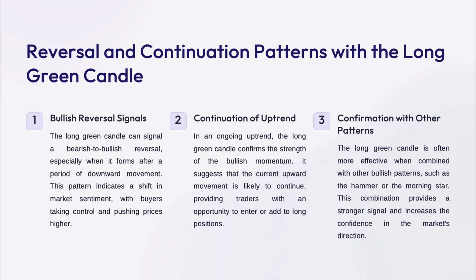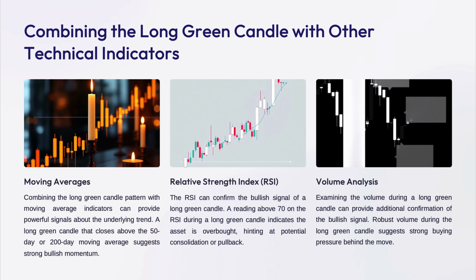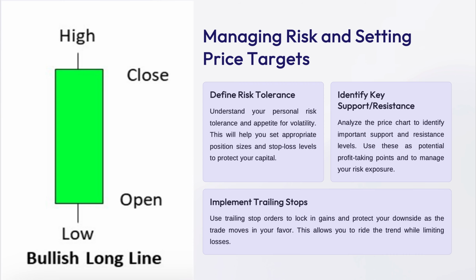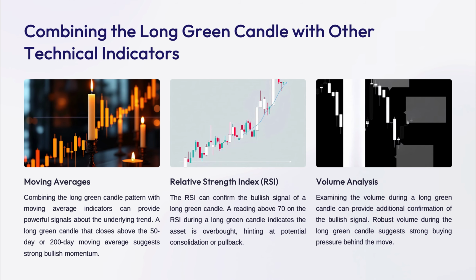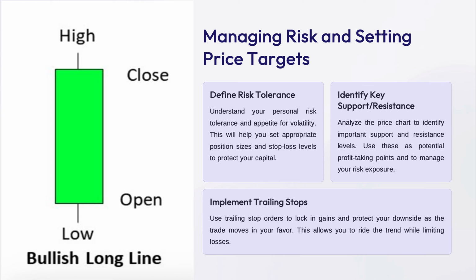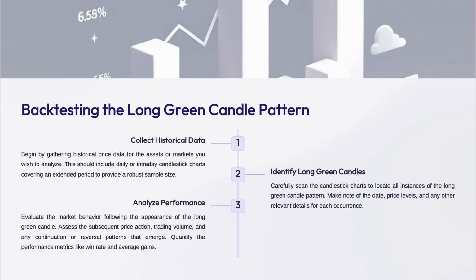Reversal and continuation patterns with the long green candle. Bullish reversal signals, you can see continuation of the uptrend or confirmation with other patterns. So I would go with technical indicators. This is nothing but adding RSI, MACD and volume analysis. And then managing risk, define your risk tolerance. This is very, very important. If you cannot manage the risk, do not come into the stock market, period. I don't want to say anything more than that.